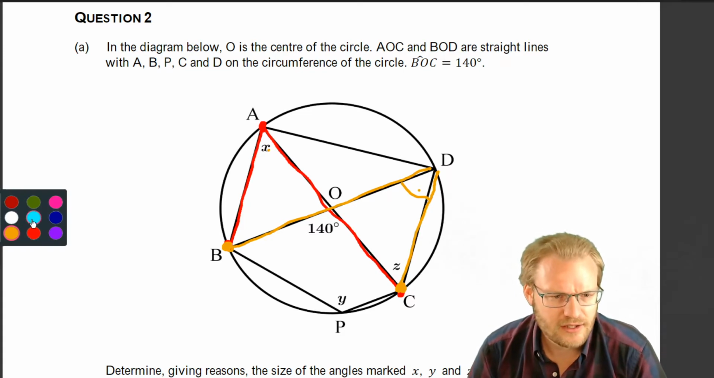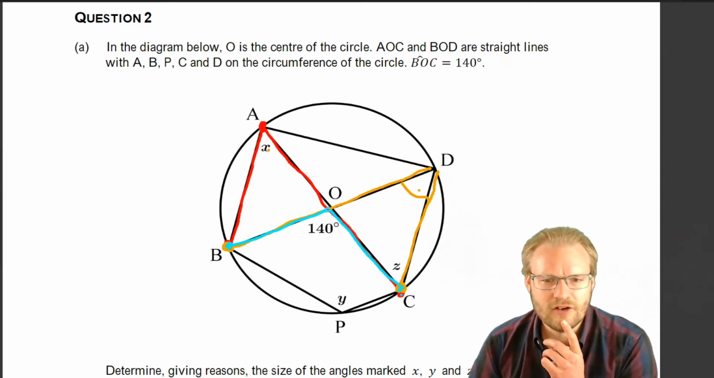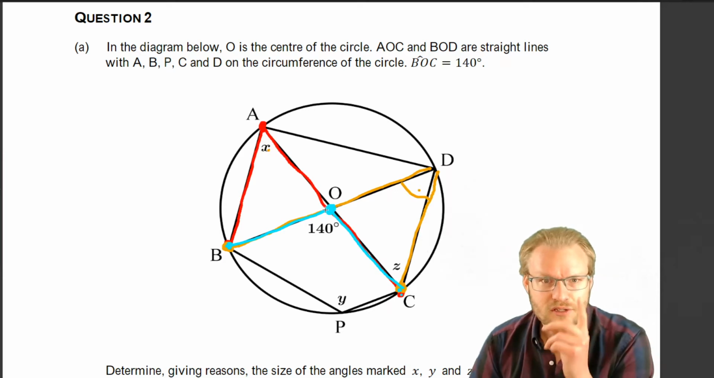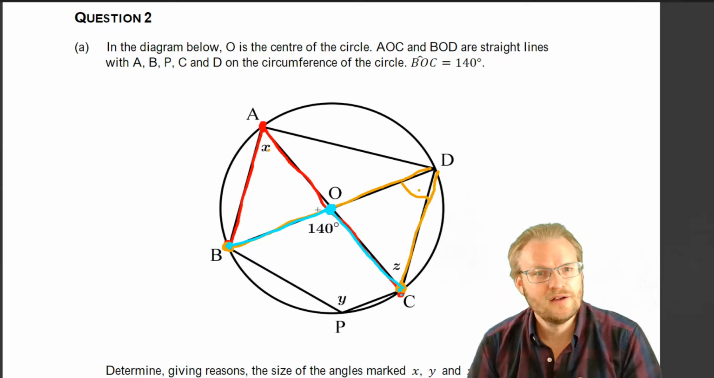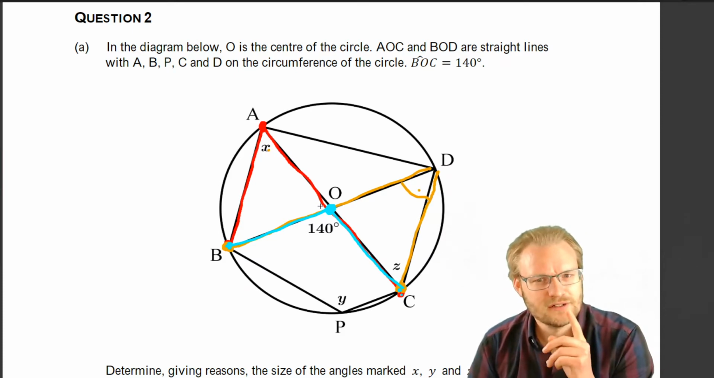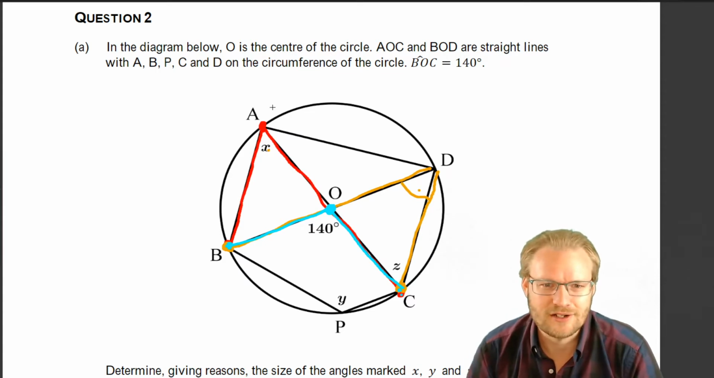Okay, let's check other angles that you could create. Well, from B and C, you could go to O. But this is only useful if O is the center of the circle. Is O the center of the circle? My question is, why do you know that it's the center of the circle? Because they tell us, right? Here it is. O is the center of the circle.